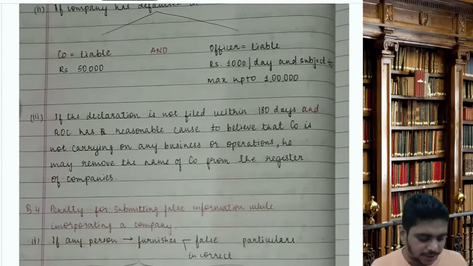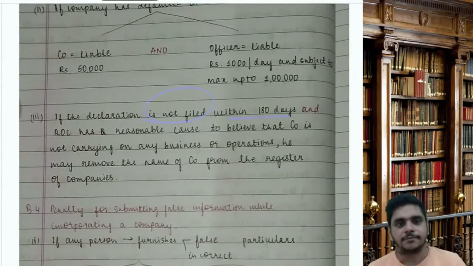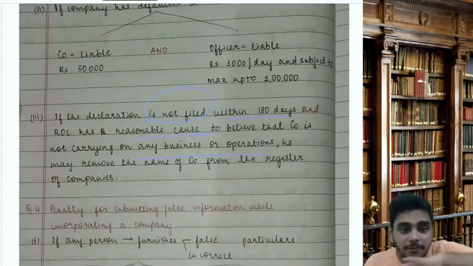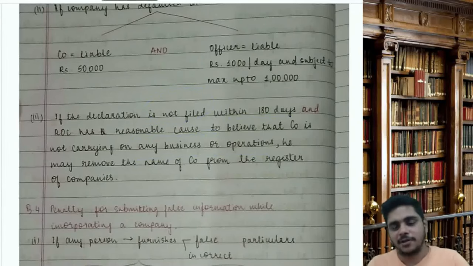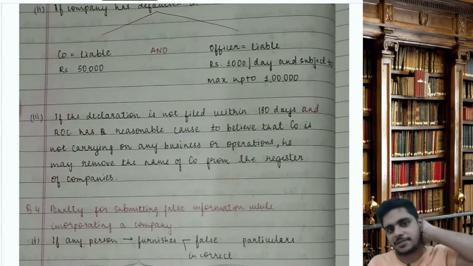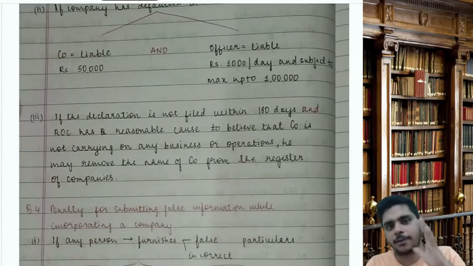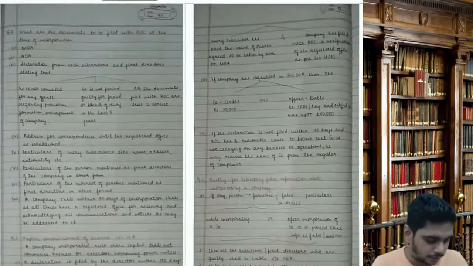Then, if the declaration is not filed within 180 days, and ROC has reasonable cause to believe that the company is not carrying on any business or operation, then he may remove the name of the company from the register of companies. Cool. 1, 2, 3.